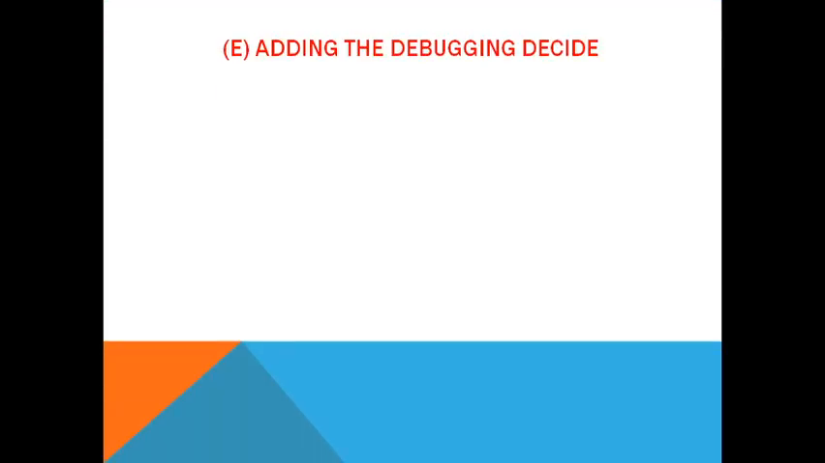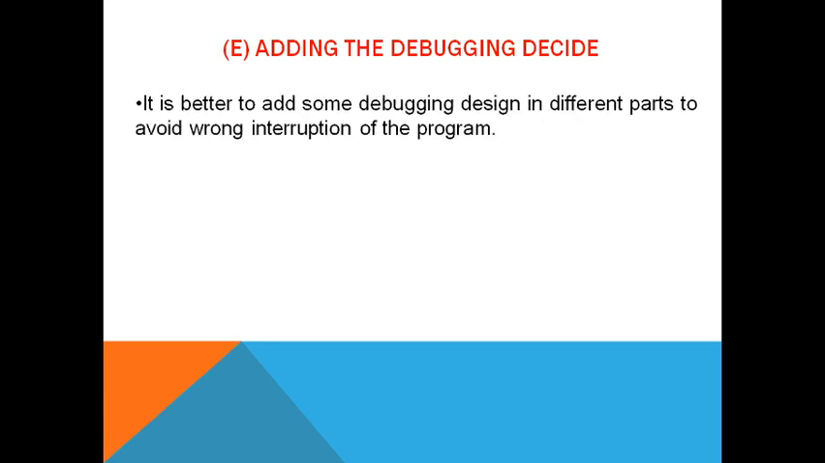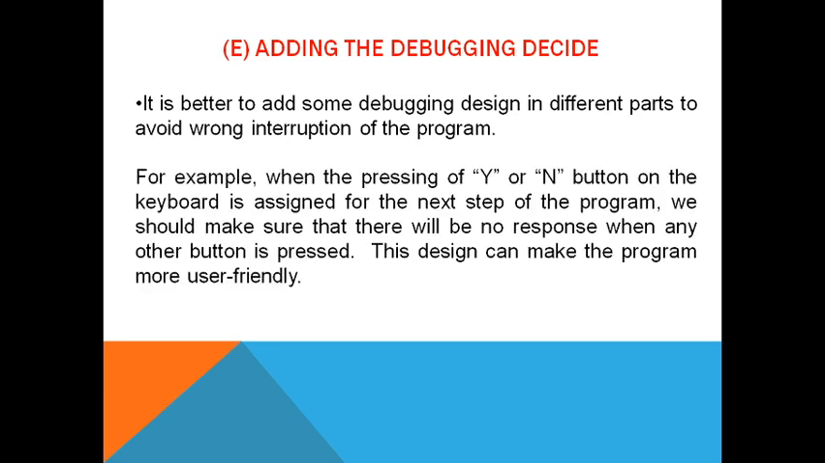Next point is adding the debugging design. There are always some mistakes when composing a complicated program. It is better to add some debugging design in different parts to avoid wrong interruption of the program. For example, when the pressing of the Y or N button on the keyboard is assigned for the next step of the program, we should make sure that there will be no response when any other button is pressed. This design can make the program more user friendly, because unless and until you develop a system project or program user friendly, it is useless.